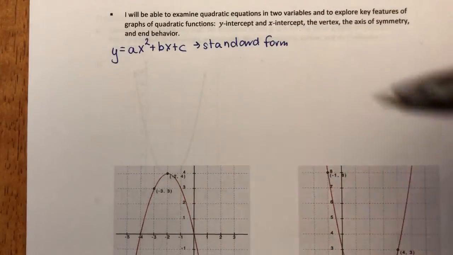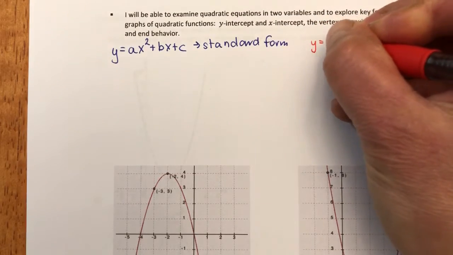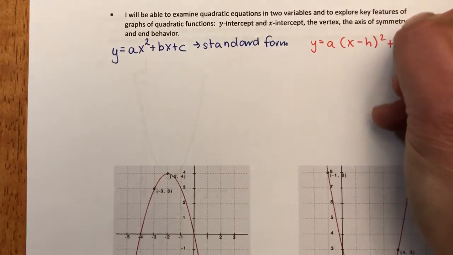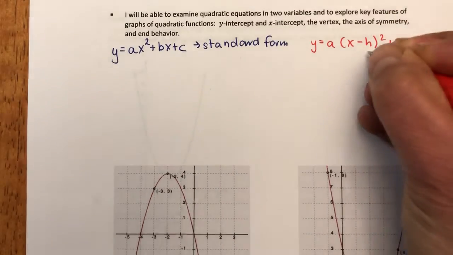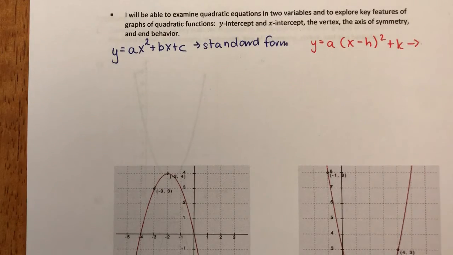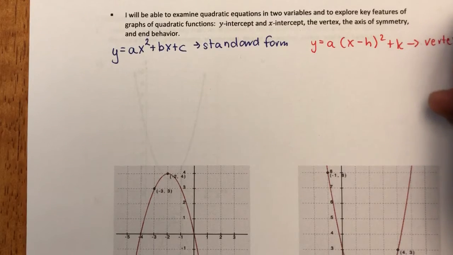Also, we'll be talking about the vertex form of the quadratic function: a(x minus h) squared plus k. We will talk about h, we'll talk about k, we'll talk about what all those letters mean a little bit later. But please remember that's the vertex form.